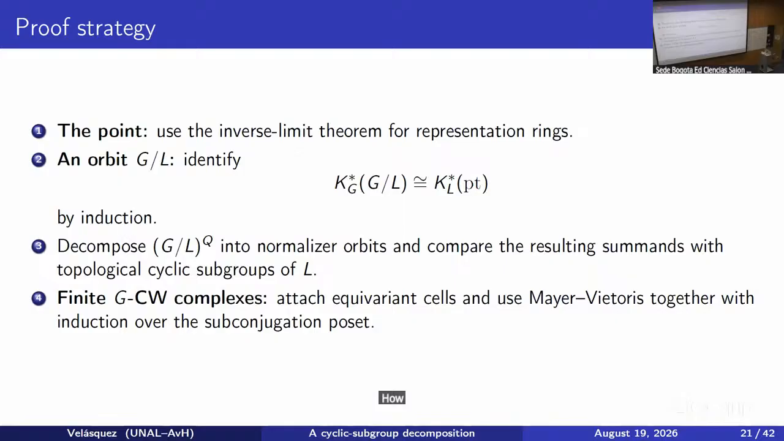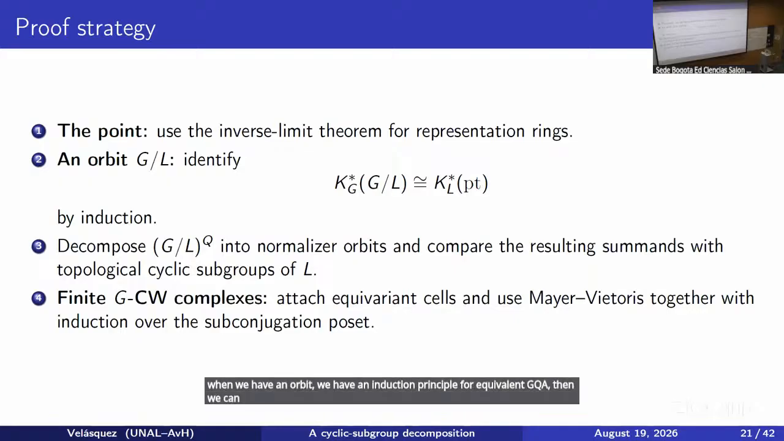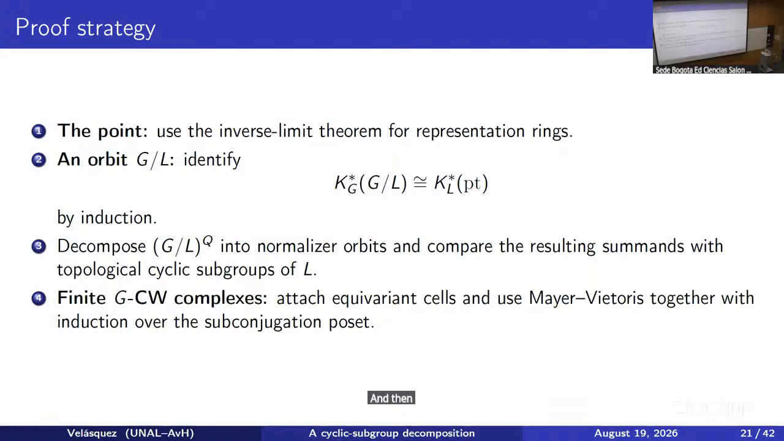How to prove this theorem? The case when X is a point, we already have the result because of the inverse limit theorem for representation rings. When we have an orbit, we have an induction principle for equivariant K-theory. Then we can pass from this G-equivariant K-theory to the L-equivariant K-theory for a point. And then it is the case of a point, so we can use the first step.